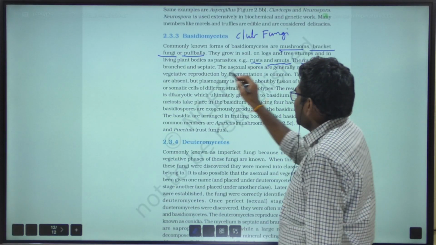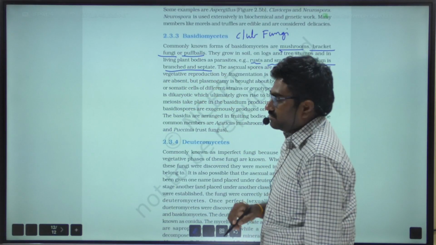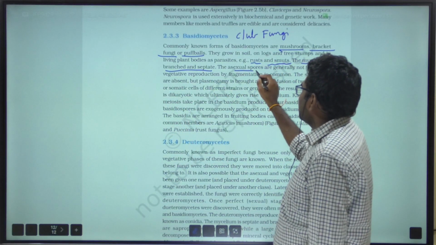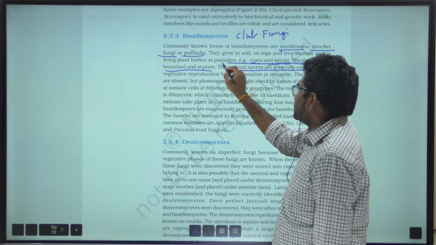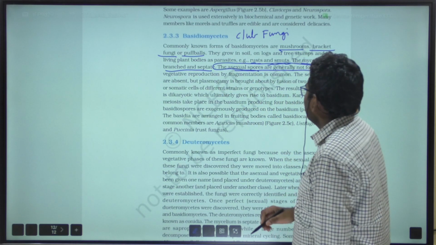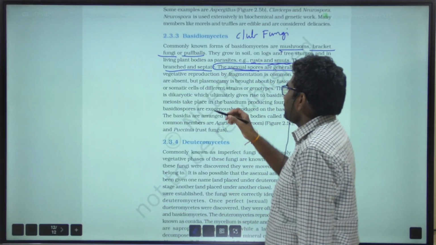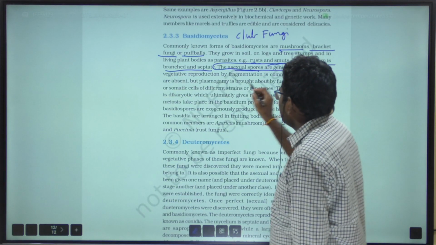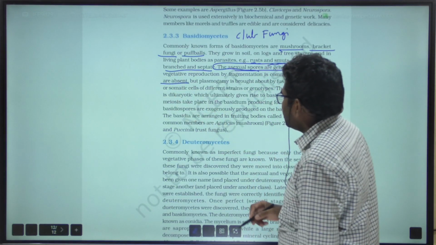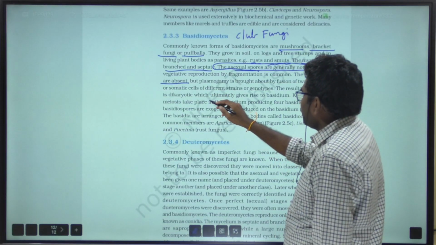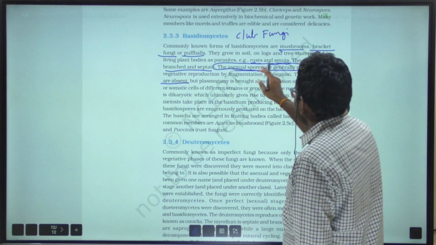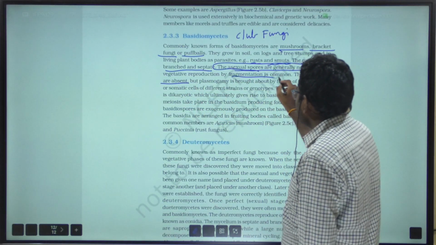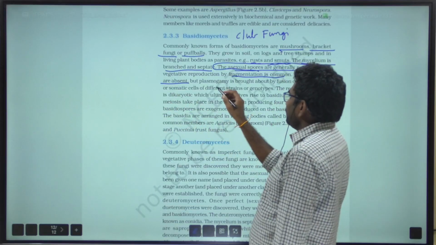The mycelium is branched and septate, just like Ascomycetes. Asexual spores are generally not found, that means asexual reproduction is absent. Vegetative reproduction by fragmentation is common. Sex organs are absent.